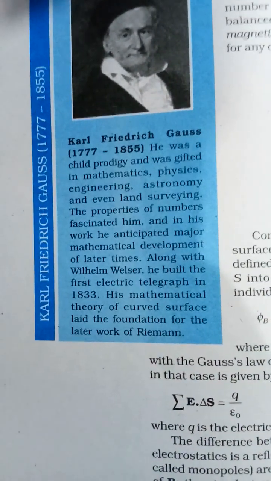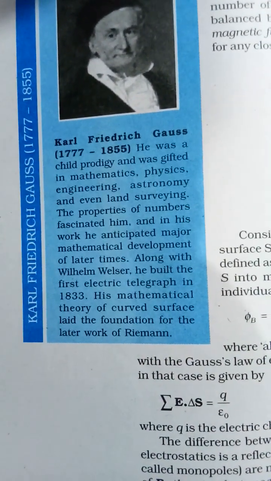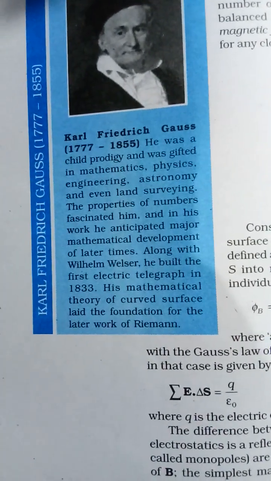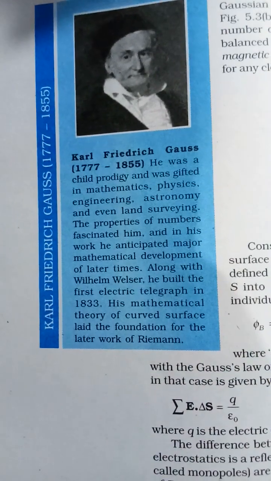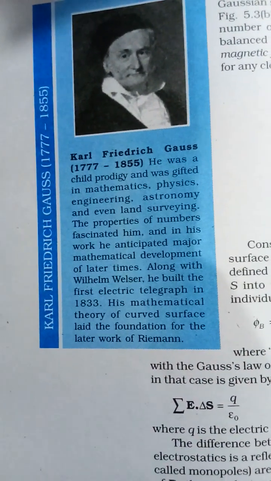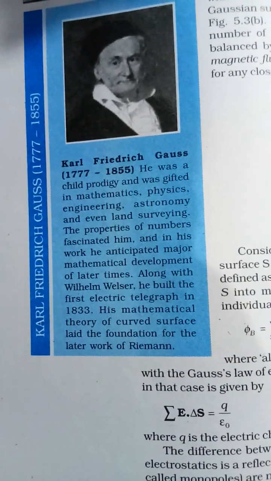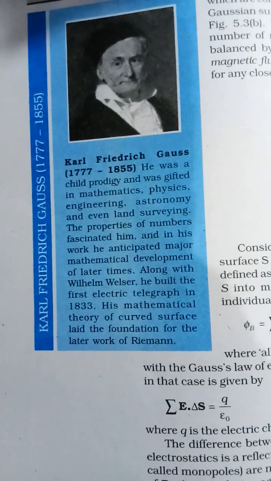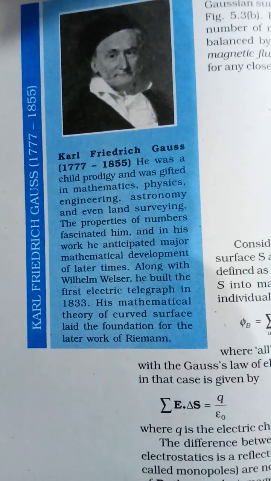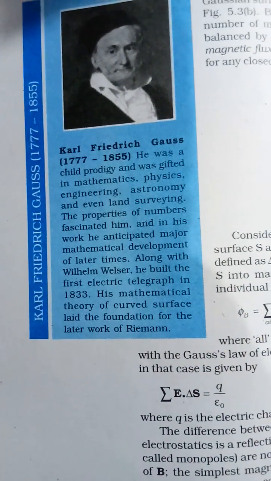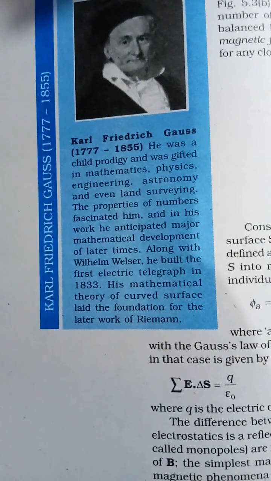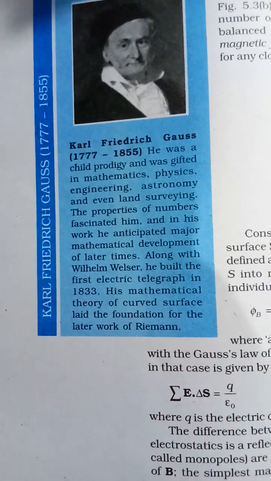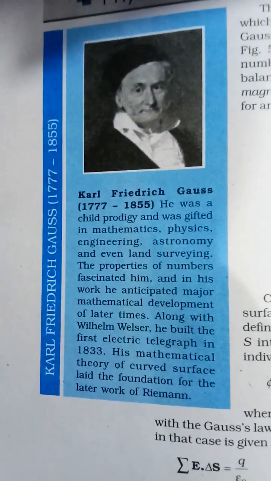The properties of numbers fascinated him. In his work he anticipated major mathematical developments of later times. Along with Wilhelm Weber, he built the first electric telegraph in 1833. His mathematical theory of curved surfaces laid the foundation for the later work of Riemann.